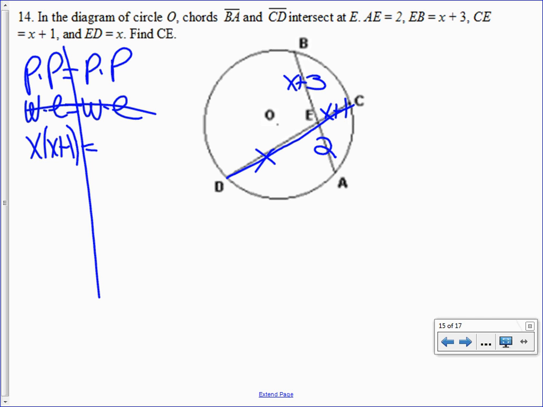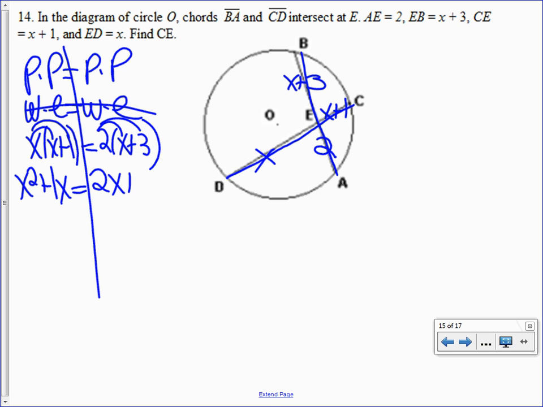The 2 parts of AB are 2 and x plus 3. Now we do the algebra. Get rid of the parentheses. x squared plus 1x equals 2x plus 6. And I see Mr. X squared. So everybody's got to come over to his house.